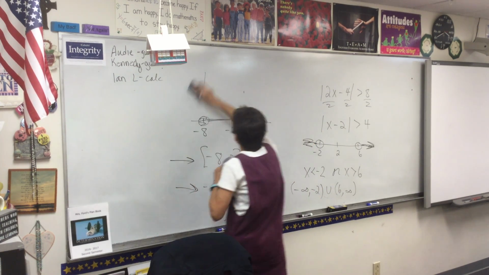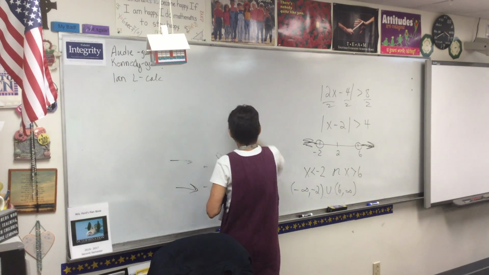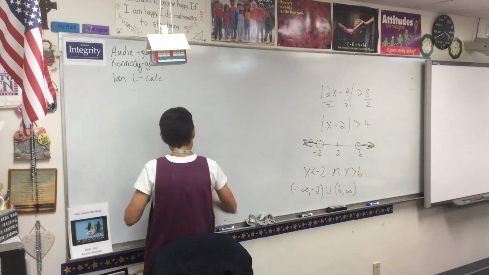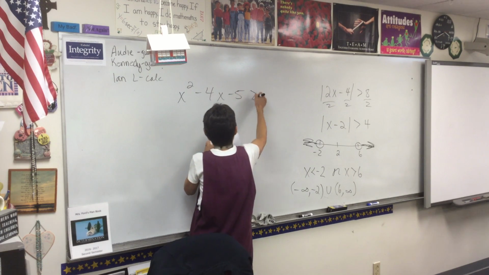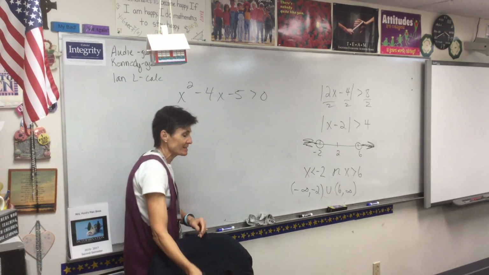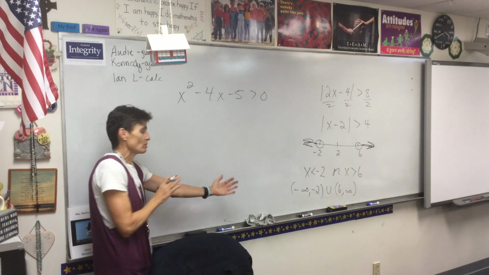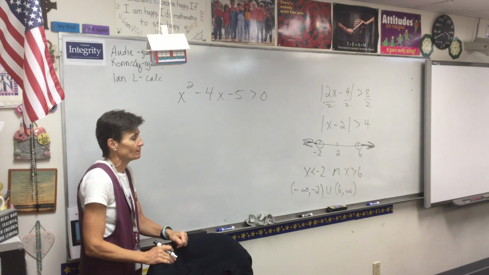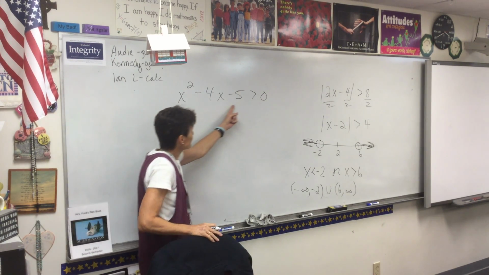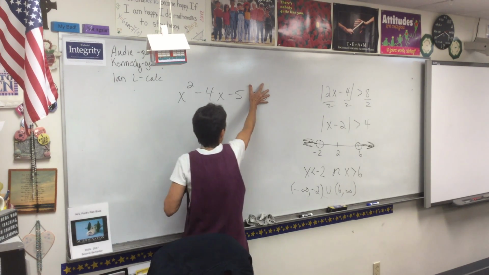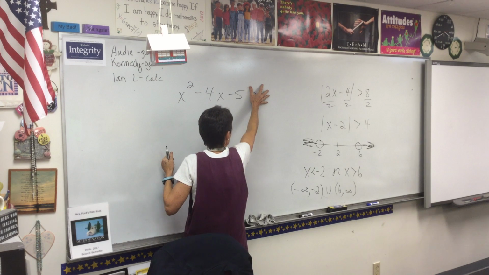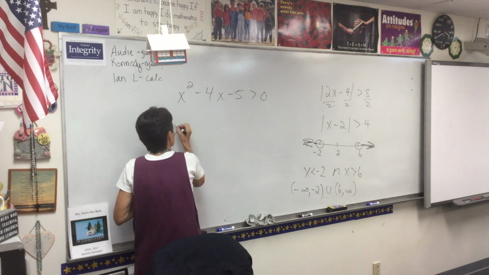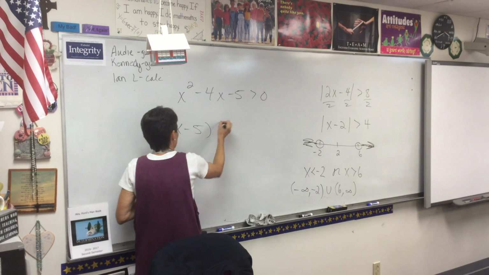All right, one more problem. You made me mad, so now we're going to do one more. X squared minus 4x minus 5 is greater than 0. This is not absolute value. We are switching to a different kind of problem. When you see this, what automatically pops into your head? Factor. So I'm going to factor this guy.